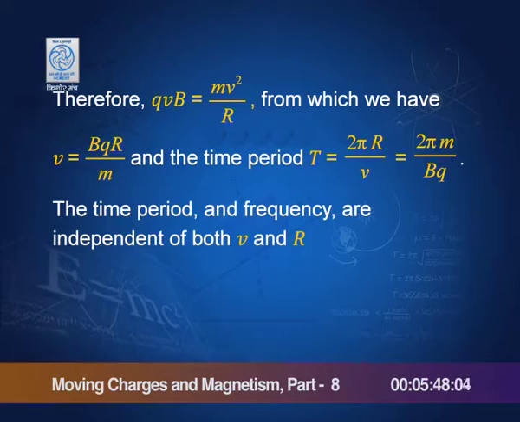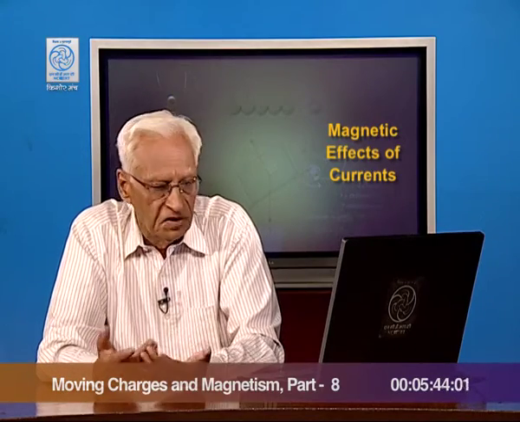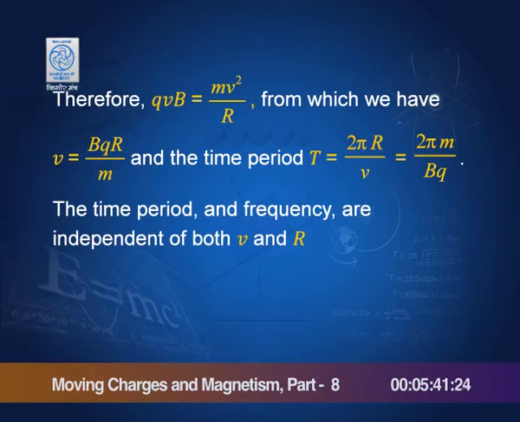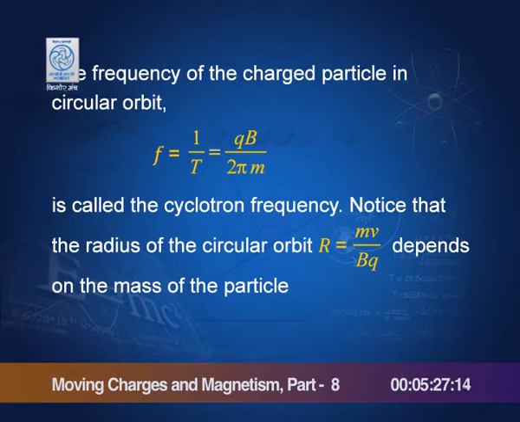and the time period is 2 pi m by B q. The reciprocal of this time period would be the gyro frequency or cyclotron frequency, and this is independent of both v and r. The frequency or the time period, they are independent of both v and r. It depends only on the mass of the particle, charge of the particle, and the magnetic field. The cyclotron frequency is given by 1 by T, which is B q by 2 pi m.